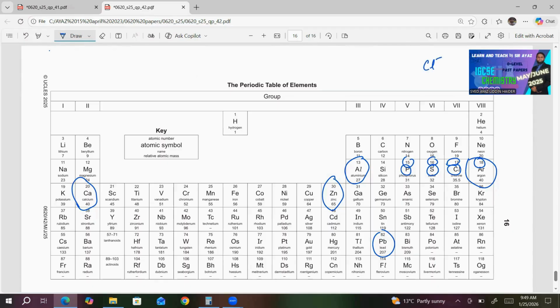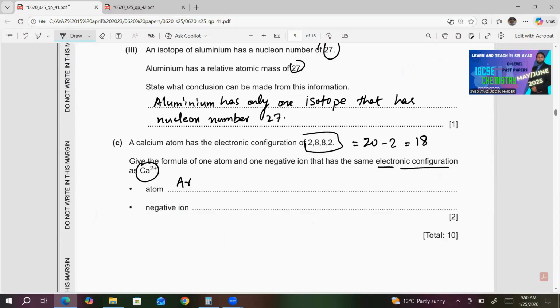What about sulfur? It will gain 2 electrons to have the same electronic configuration as Ca2+ ion. So this one must be S minus 2. What about phosphorus? Phosphorus 15, 15 plus 3, will have the same electronic configuration as Ca2+: P minus 3. So what am I going to write? P minus 3 or S minus 2 or Cl minus. You can write one of these. They are saying write the formula of one negative ion. So this will be the final answer.